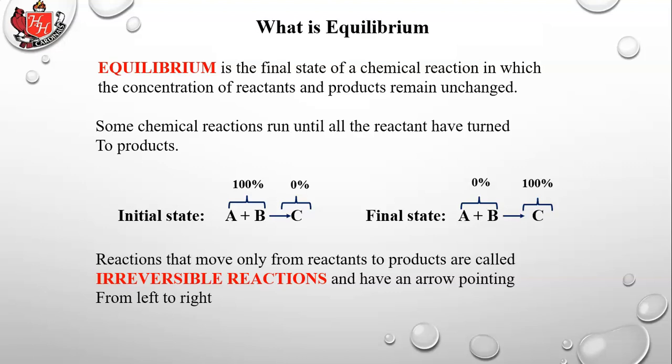That's pretty much what we've always assumed in this class, that you start off with certain reactants that you put in the beaker or whatever the vessel is that you're working in, such as A and B here, and you start off with all of that and none of the product C. And by the end of the reaction, we call that the final state, you end up with all product over on the right and no reactant. So the reaction has gone completely from left to right. So reactions that move only from reactants to products are called irreversible reactions and have an arrow pointing from left to right, and that's what we've always seen.